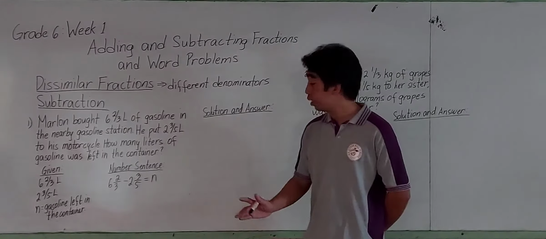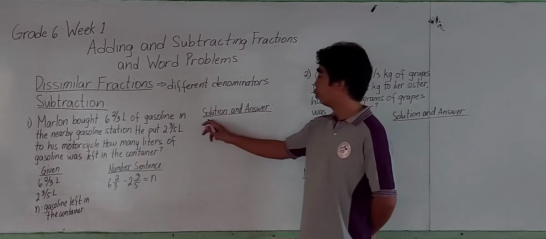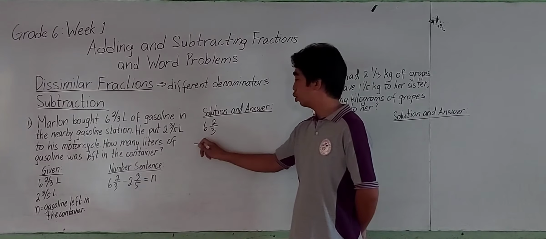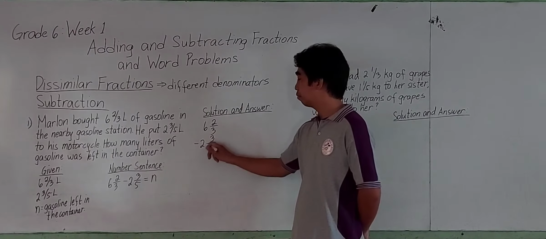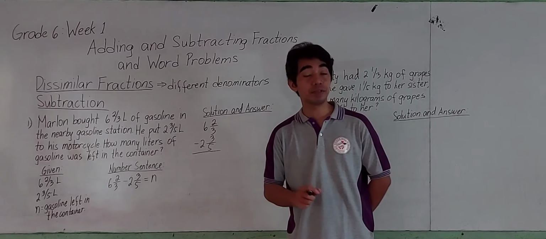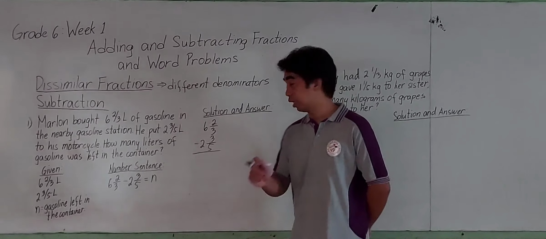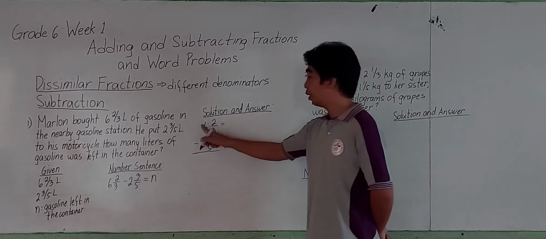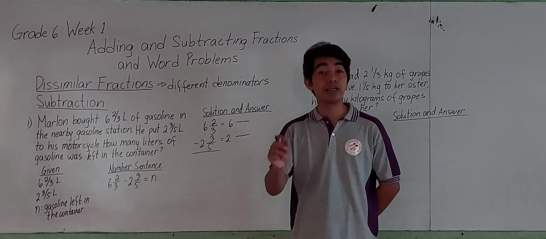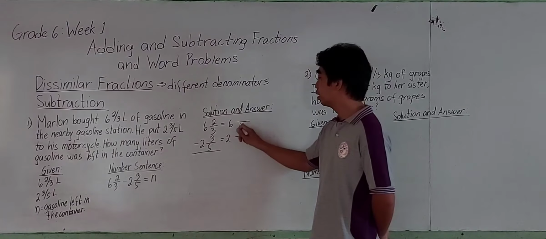We're going to write our given in vertical form. So we have 6 2/3 minus 2 3/5. Since these are dissimilar fractions, we're going to change them first to similar fractions. We copy first the whole numbers 6 and 2. Now we're going to get the LCD, or the least common denominator. We get the multiples of 3 and multiples of 5, and the first common multiple is 15.